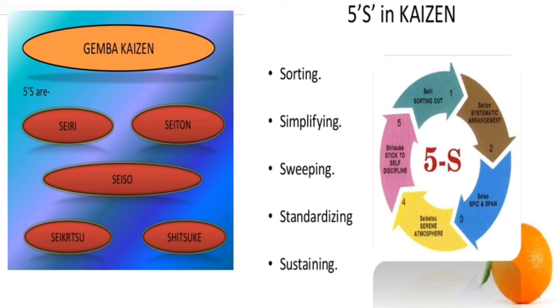And the third step, Seiso, gives the sweeping, that is to shine. And the fourth step, a serene atmosphere, that is Seiketsu. The meaning of Seiketsu is standardizing. And the fifth step in 5S is Shitsuke, that is sustaining, sticking to self-discipline. These are the 5S in Kaizen.